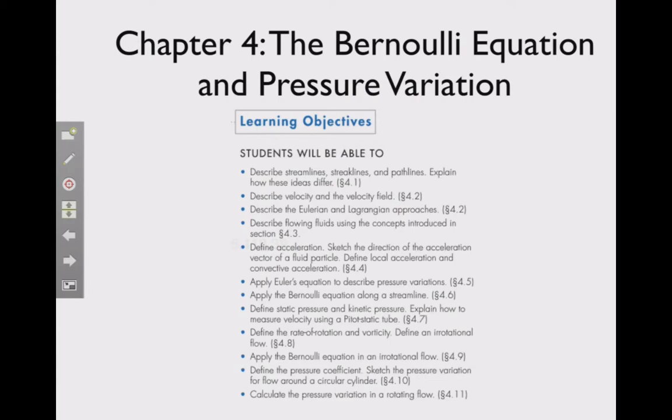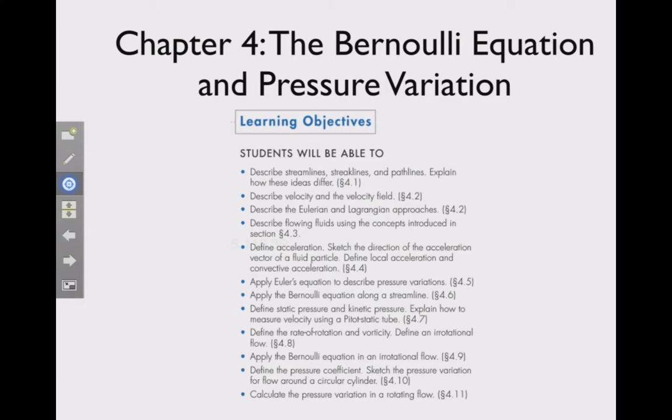We're going to start today with just a very quick and simple description of what streamlines, streak lines, and path lines are in a fluid and how these ideas differ. We need to do this because the Bernoulli equation is going to allow us to start to describe fluid that's moving. So we're going to move beyond fluid statics and start talking about fluid dynamics and fluid in motion.